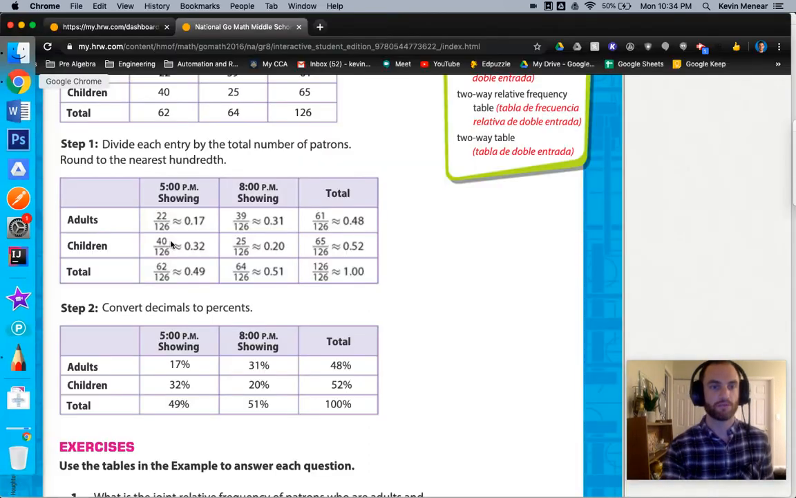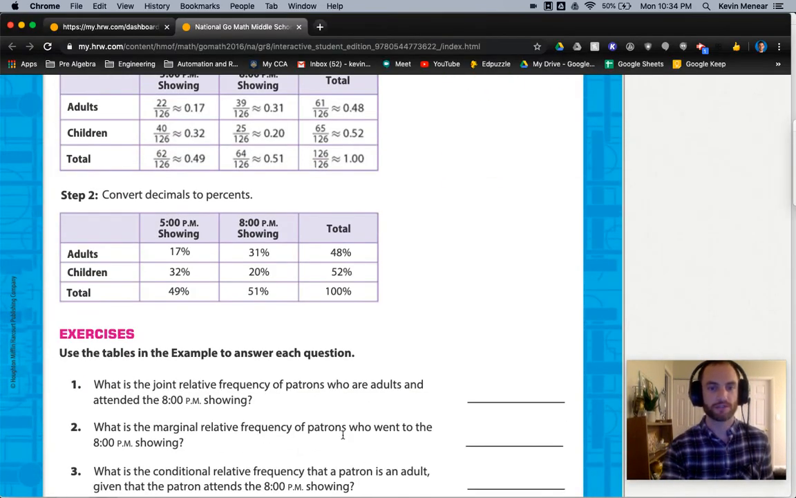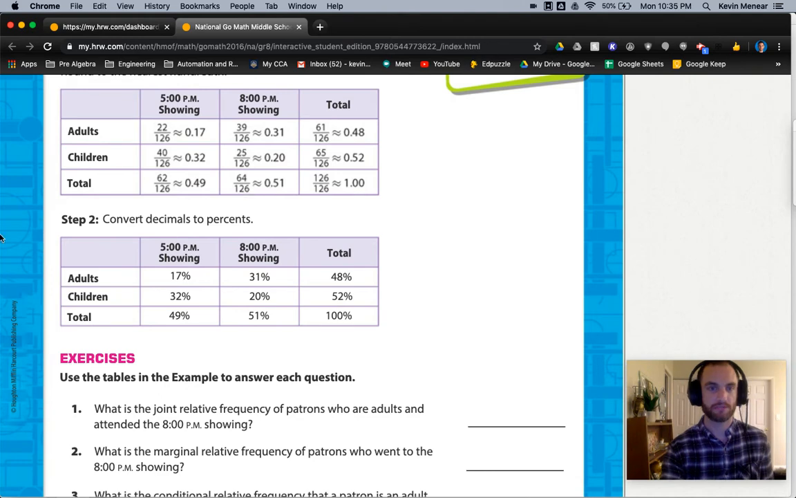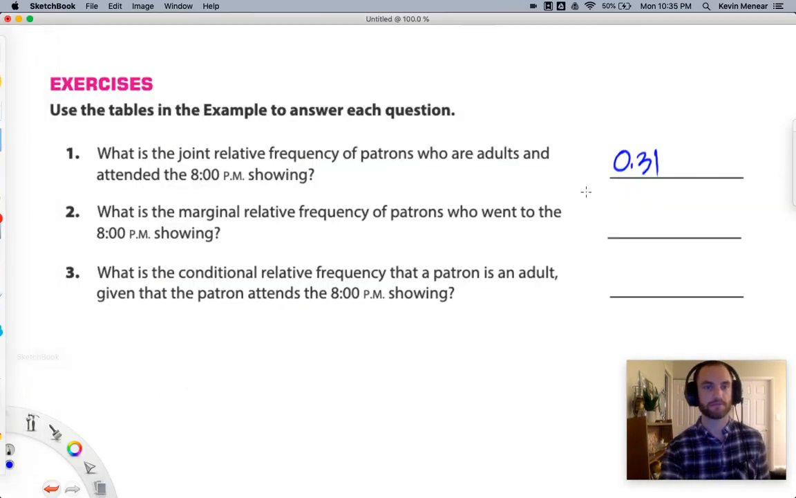Next question, what is the marginal relative frequency of patrons who went to the 8 p.m. showing? So 8 p.m. showing, marginal means out in the margins. We're not talking about adults or children, we're talking about in total. So who went to the 8 p.m. showing? That's 0.51, 51%. Boom, right there. Again, decimal percent is fine with me.